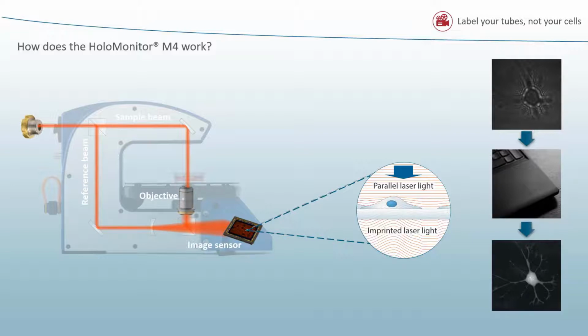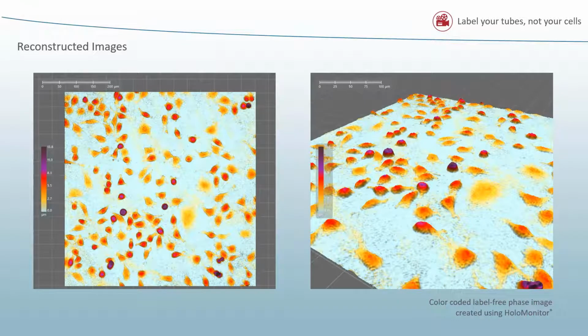So for example, you're able to see how thick a cell is in the image, but you can also calculate the thickness of it. So here we have two examples from our HoloMonitor, how these reconstructed images look. On the left-hand side, flat from above, you have the 2D view of your cells. And because it's a holographic image, you also have the 3D qualities. You can see your cells from every angle.